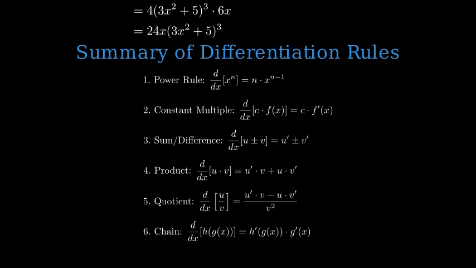4. The product rule. The derivative of a product of functions equals the derivative of the first times the second, plus the first times the derivative of the second. 5. The quotient rule. For a fraction, the derivative equals the derivative of the numerator times the denominator, minus the numerator times the derivative of the denominator, all divided by the denominator squared. 6. The chain rule. For a composite function, the derivative equals the derivative of the outer function evaluated at the inner function times the derivative of the inner function.